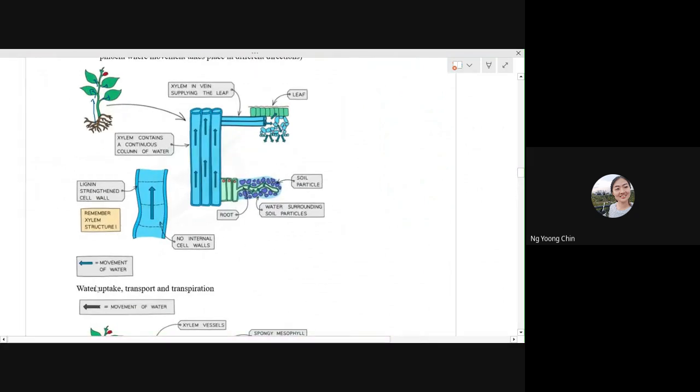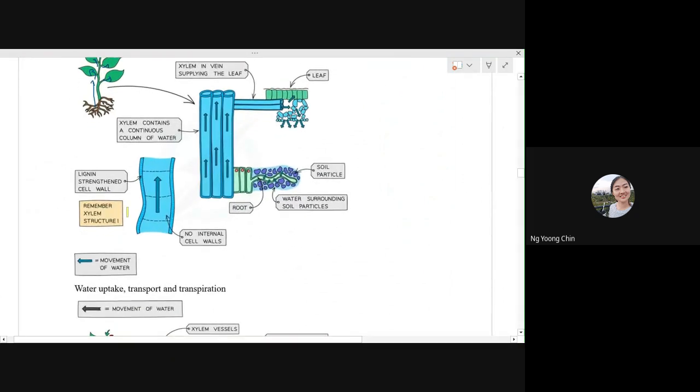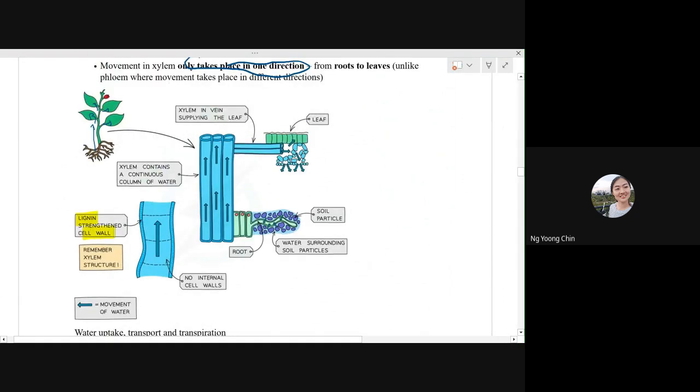So you can have a look at this picture. See, they have lignin to strengthen the cell wall, and there's no end wall, which helps them form a continuous column of water. So this is how water is able to diffuse from the root hair cell and get up through the xylem vessel, and then enter into the leaf. All those processes happen by osmosis.